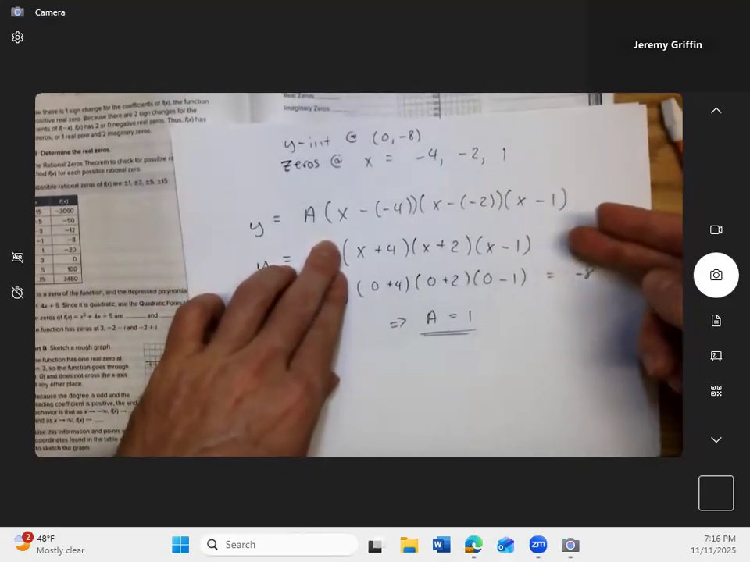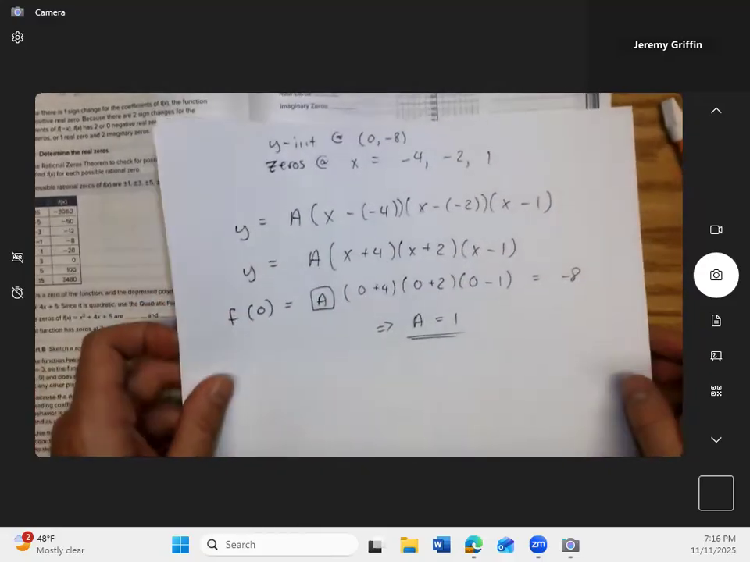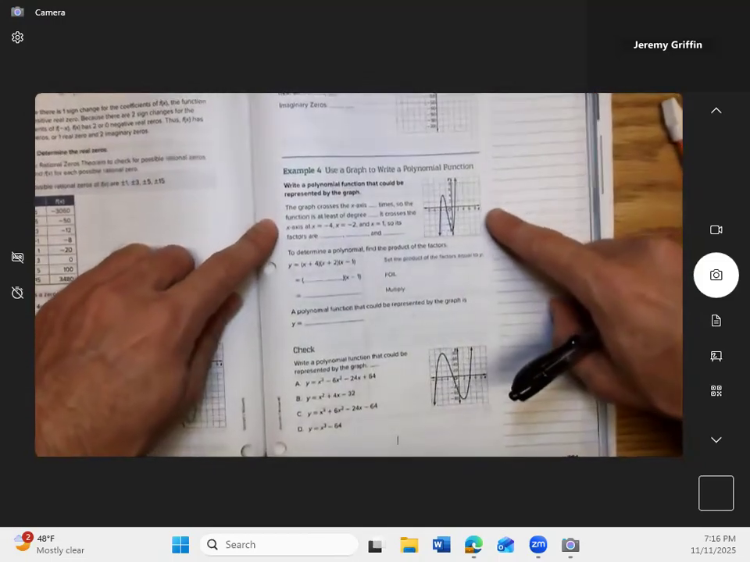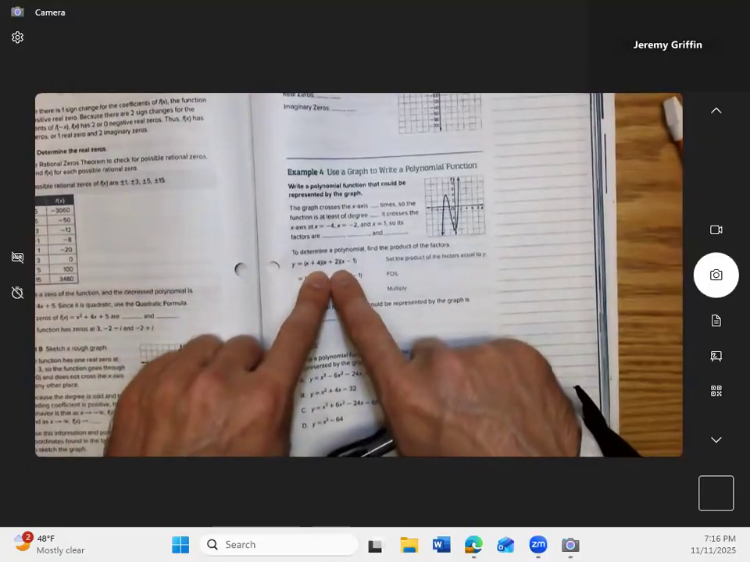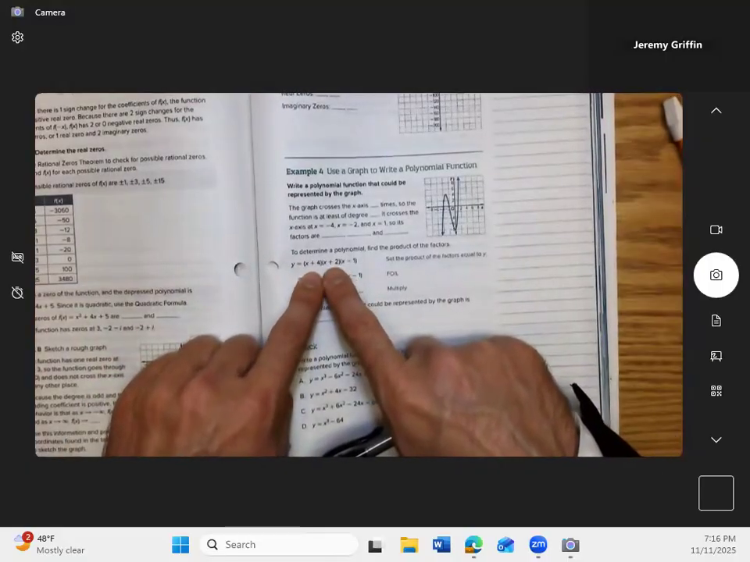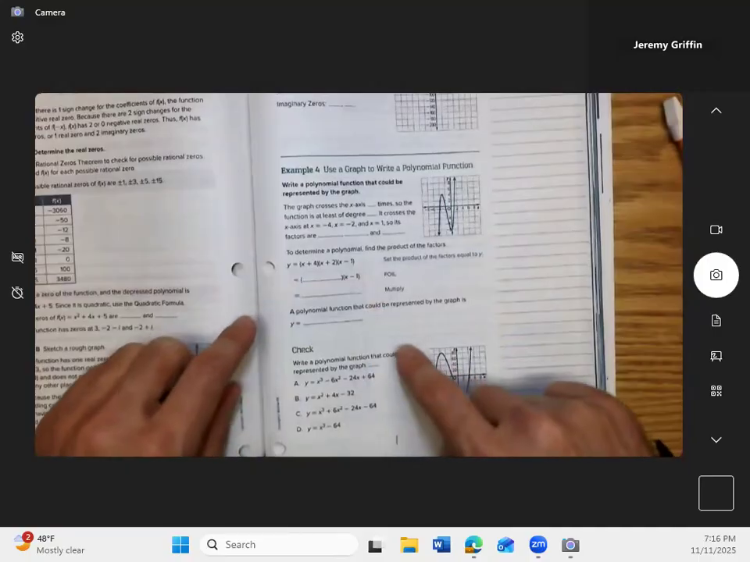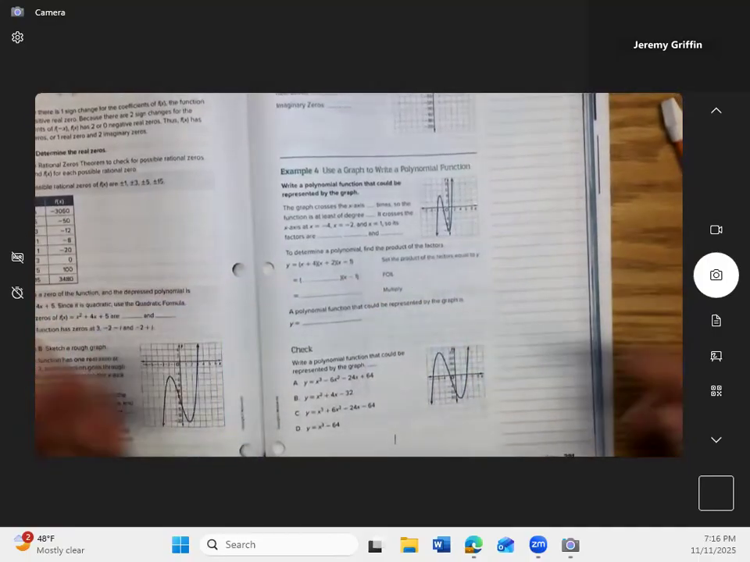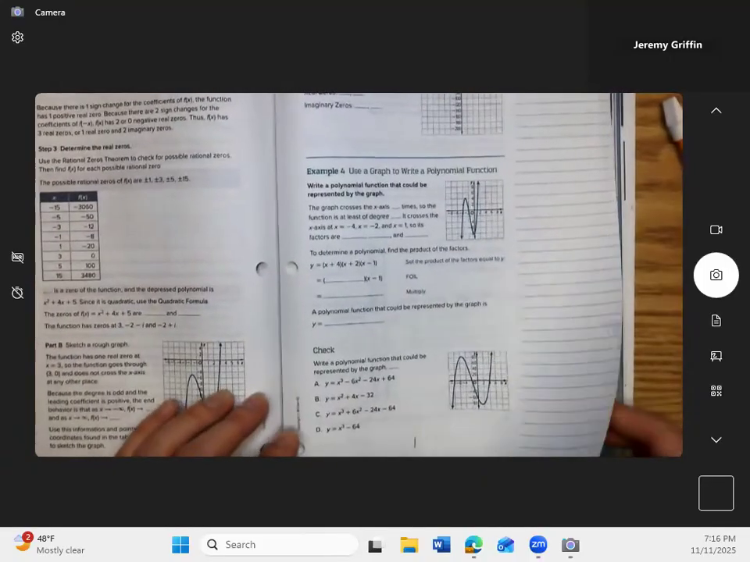Now you could, of course, also distribute this out and create a full polynomial. See, did your book do that? Okay, they came up with the same factored expression I did, x plus 4, x plus 2, x minus 1. Yeah, they're suggesting that you go ahead and distribute everything and create a full polynomial. Okay. All right.